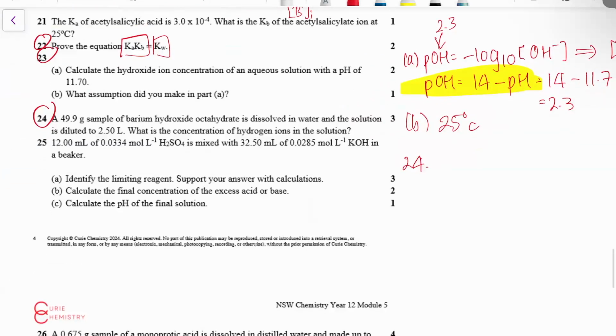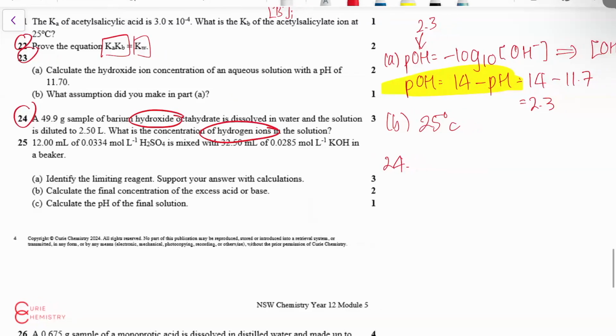Question 24: A 49.9 gram sample of barium hydroxide octahydrate is dissolved in water and the solution is diluted to 2.5 liters. What is the concentration of hydrogen ions in the solution? Okay, I've got barium hydroxide, which means it's a base. So I'm used to finding hydroxide concentration first, which means I have to convert to hydrogen ions after.